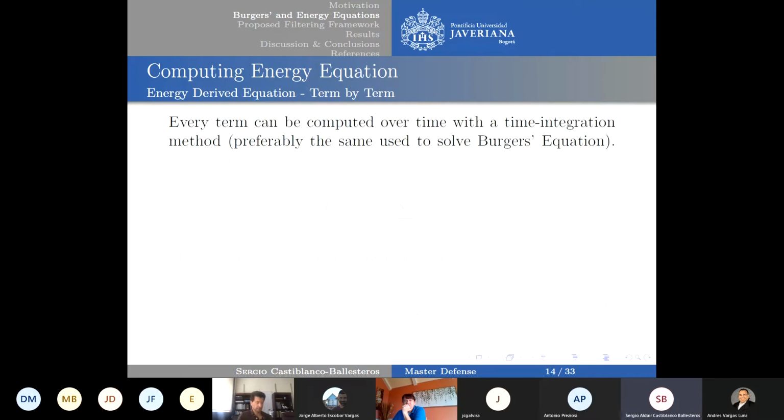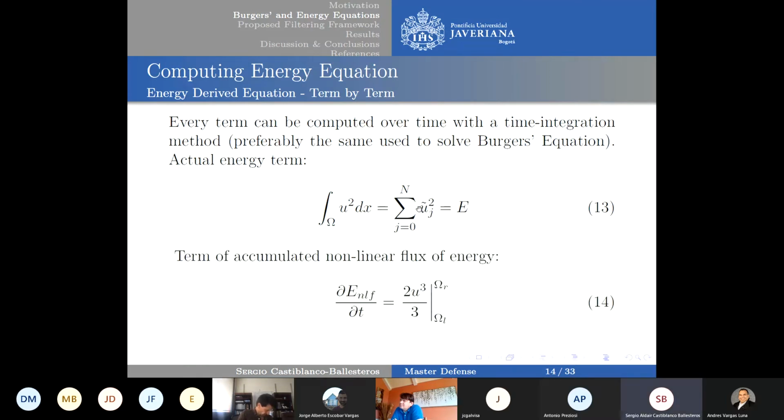Now every term can be computed over time with a time integration method. The actual energy term is right here, so we can use Parseval's identity for orthogonal polynomials to compute it numerically through the modal values of the solution.